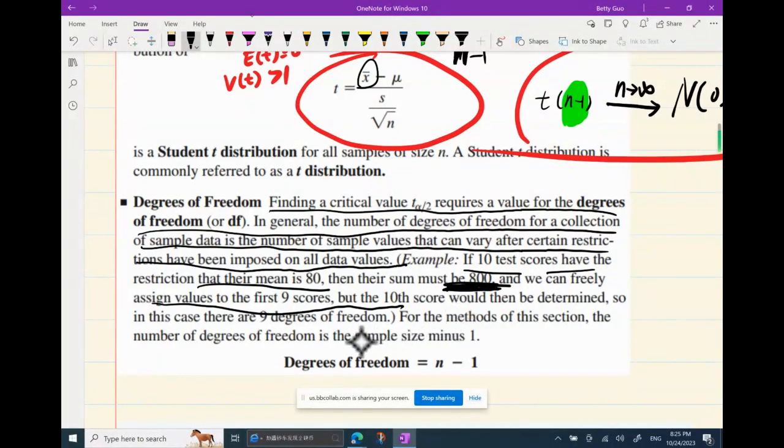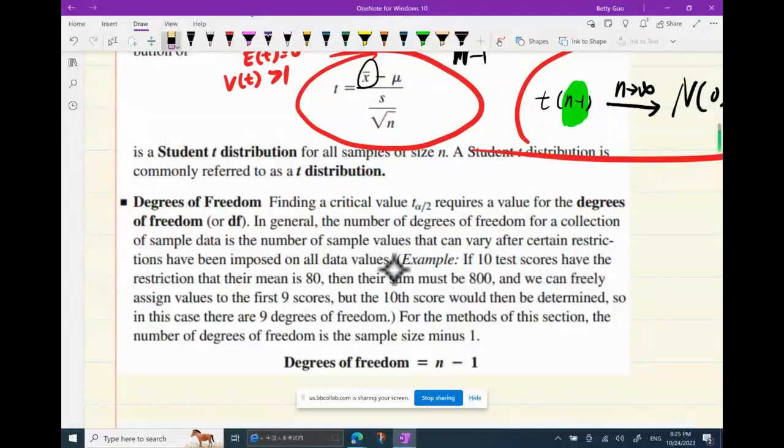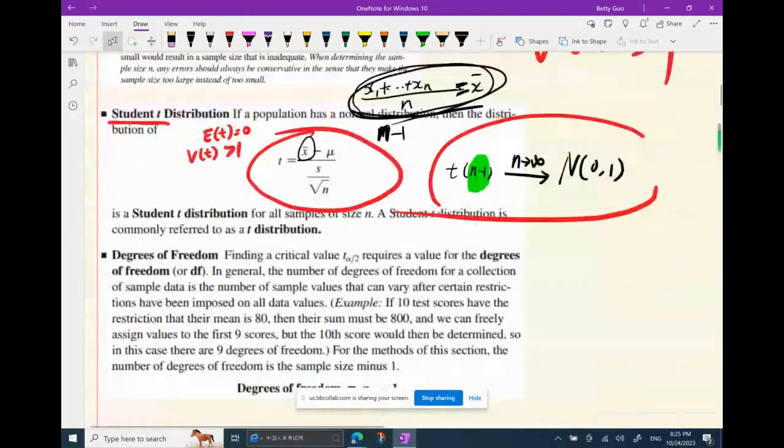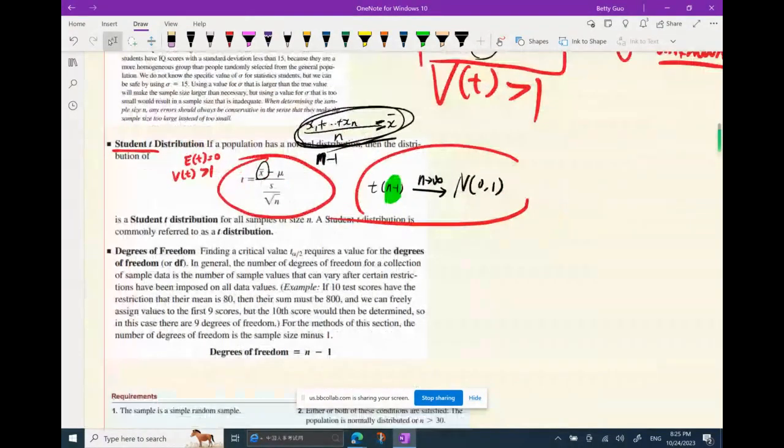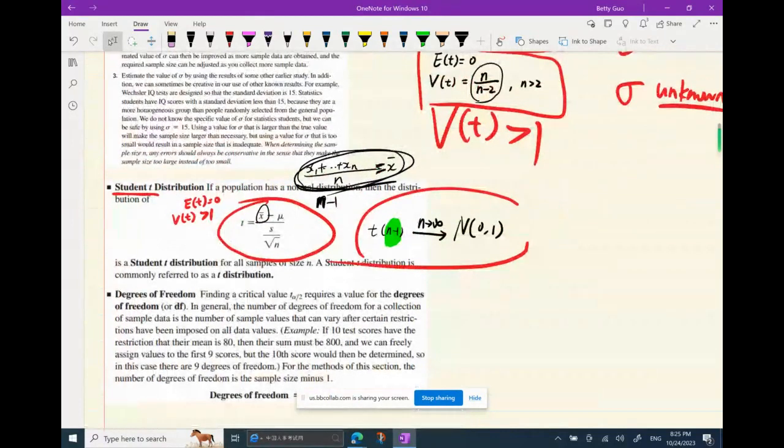They add up to 800, right? So we actually have 9 as degrees of freedom, not 10. The 10th score would then be determined. So in this case, there are 9 degrees of freedom. For the methods of this section, the number of degrees of freedom is the sample size minus 1. Or let's just remember, T distribution has degrees of freedom n minus 1. Yeah, that's about the Student distribution.